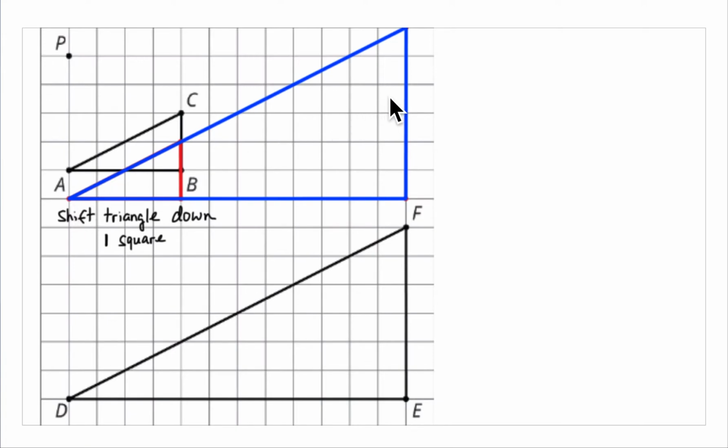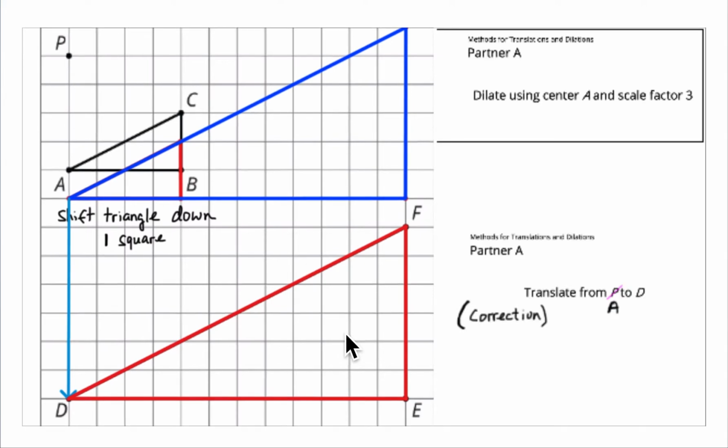So if you have a center of dilation of A and a scale factor of 3, this is the only one that you can dilate. You can't have a center of D and a scale factor of 3, because this would take this to much larger, off the page, and you don't want to go in that direction. So once you dilate this, then translate A to D, and it will match.